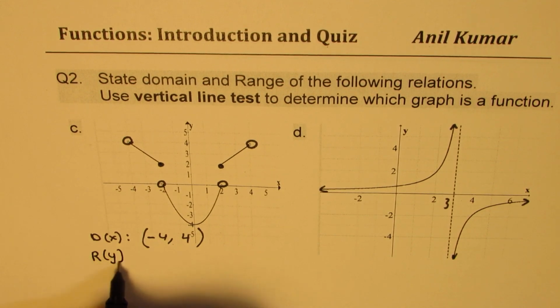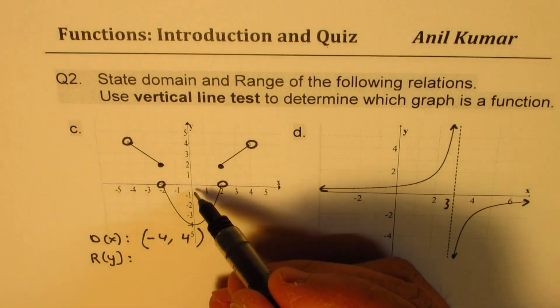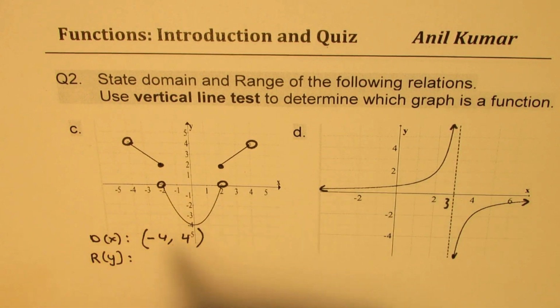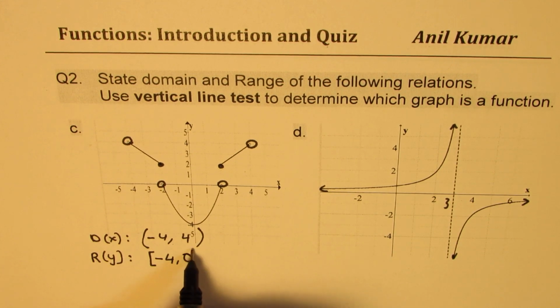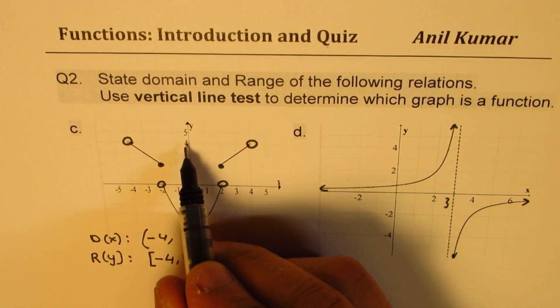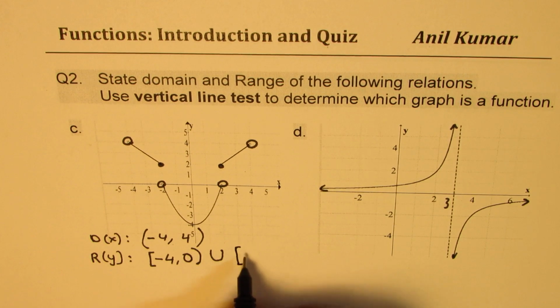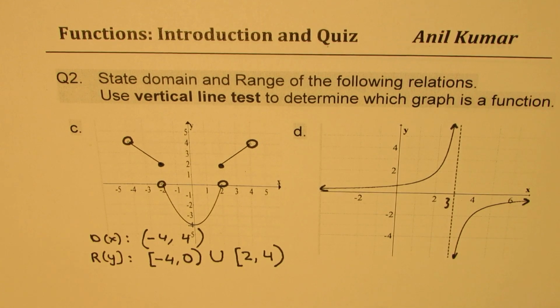And as far as the range is concerned, in this particular case, it goes up from -4 to 0. -4 is included, right? So -4 is included, but 0 is not included. Do you see that? Union means or from 2 to 4, where 2 is included, but 4 is not included. So that is another form of writing the domain and range. Is that clear to you, right? So we could also write in this form.